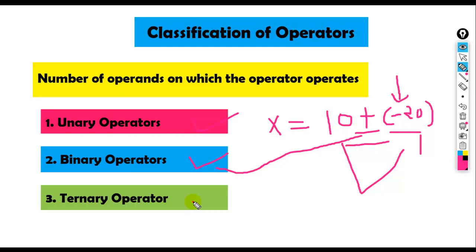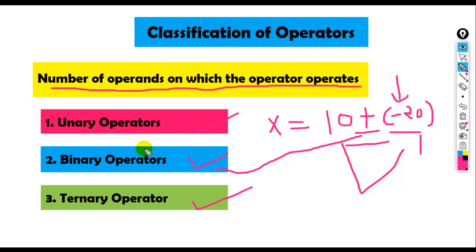So please remember this minus is a unary operator and this plus is a binary operator because it operates on two operands. And we will discuss ternary operator in upcoming videos. Please remember ternary operator operates on three operands. That's why it is called a ternary operator. Hope all of you are clear with this: unary operators, binary operators and ternary operator.